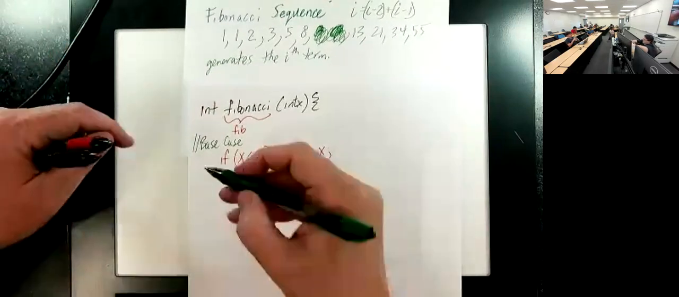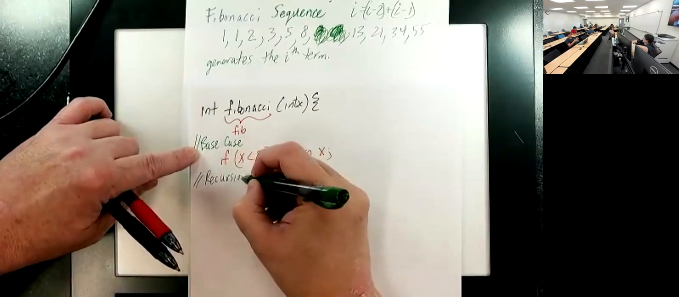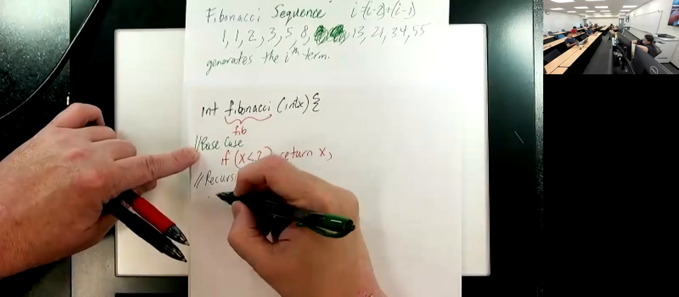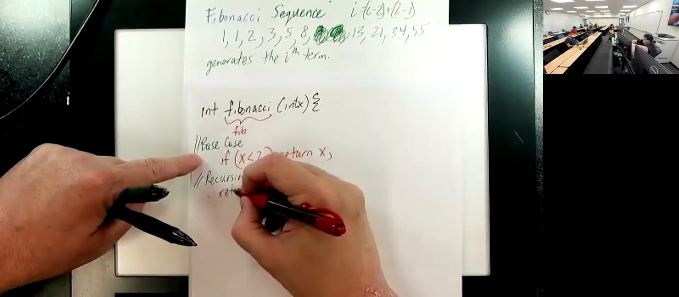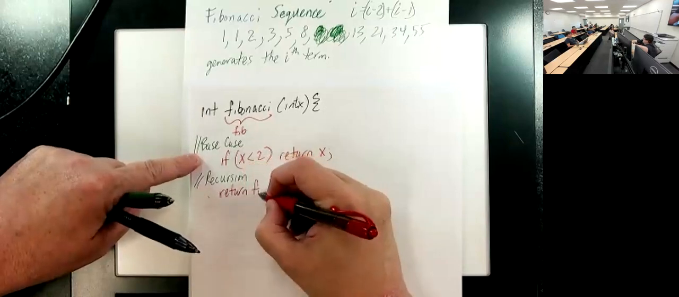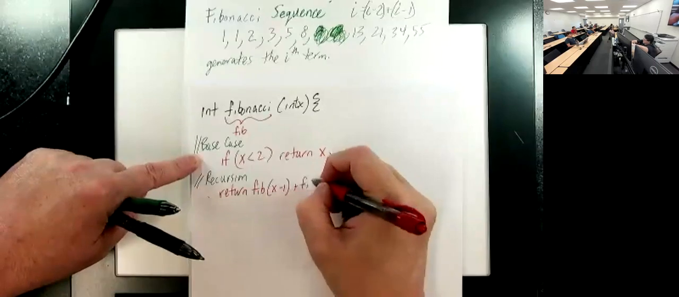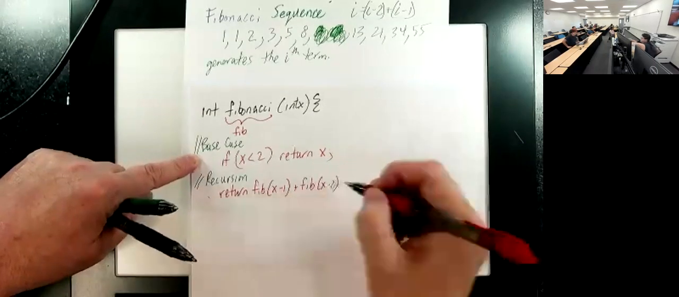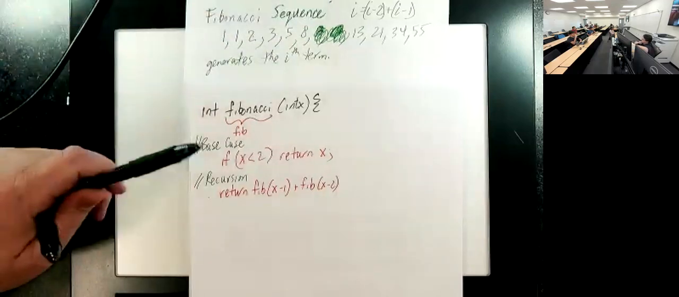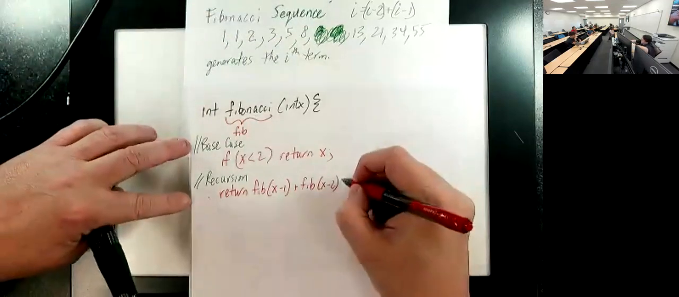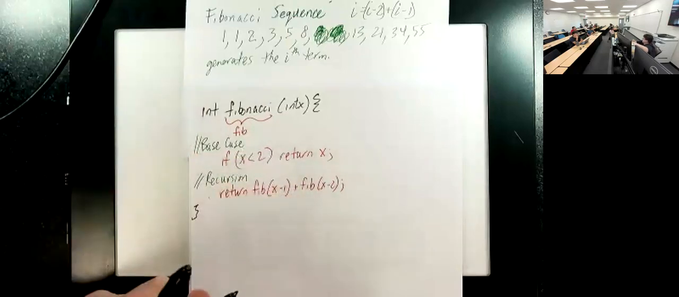And then we have our recursion. We are going to return fib x minus 1 plus fib x minus 2, just like I wrote up here. I've got x here as my integer. That's what we'll return, and the function call is over.